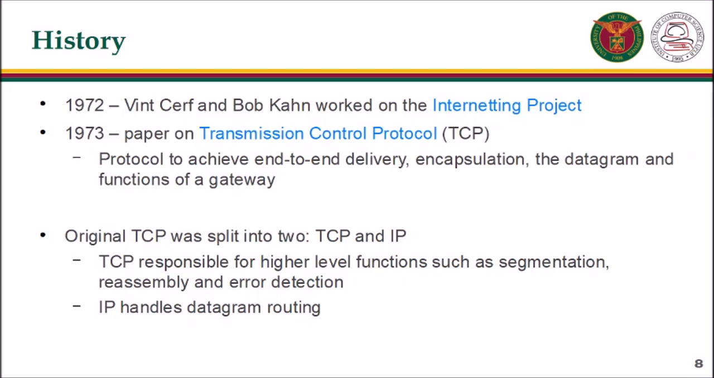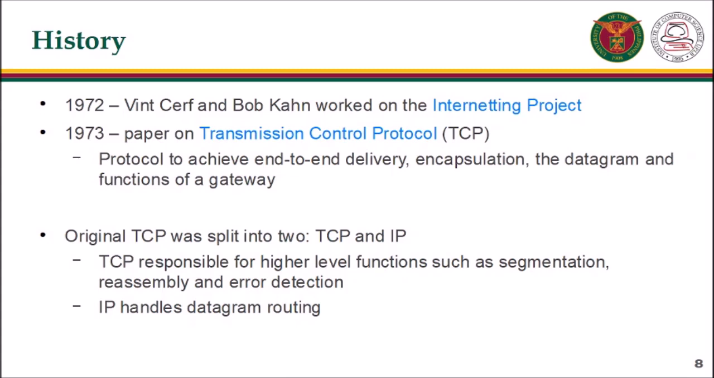Cerf and Kahn's landmark 1973 paper outlined the protocols to achieve end-to-end delivery of data. This was a new version of NCP. This paper on Transmission Control Protocol, or TCP, included concepts such as encapsulation, the datagram, and the functions of a gateway. In October 1977, an internet consisting of three different networks, ARPANET, packet radio, and packet satellite, was successfully demonstrated. Communication between networks was now possible.